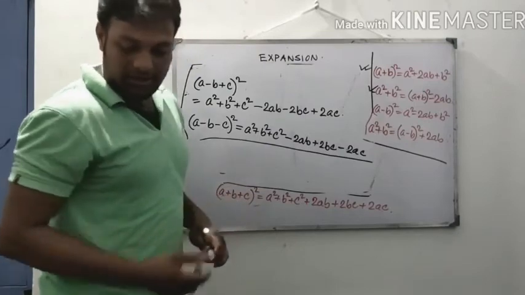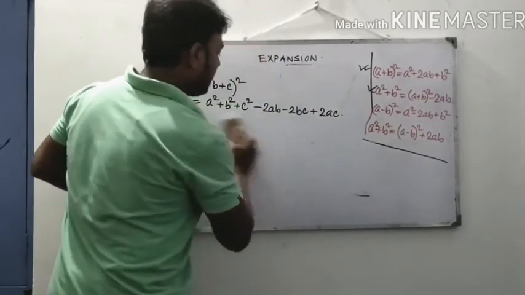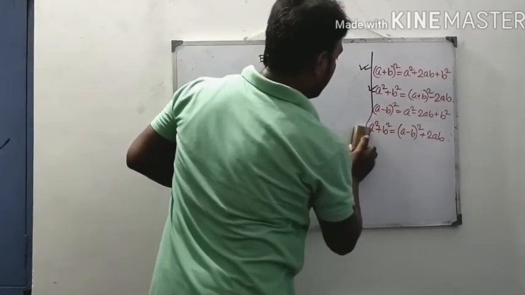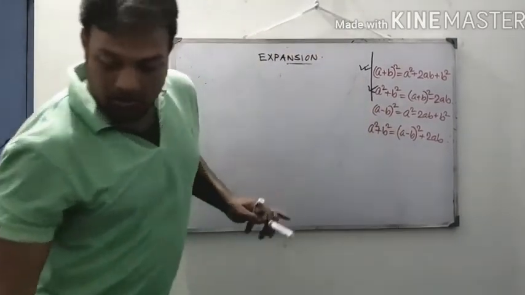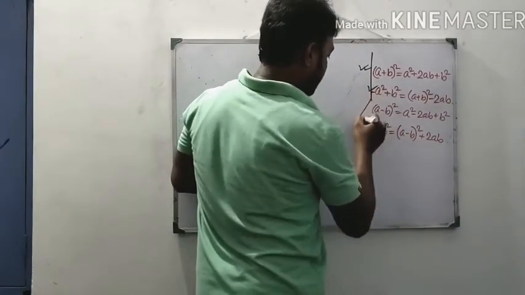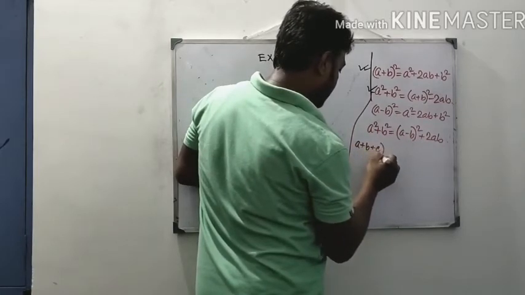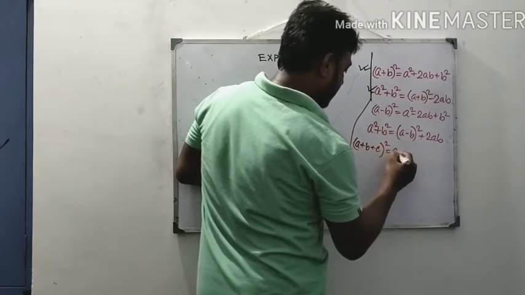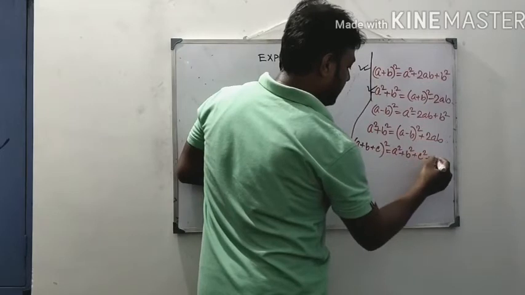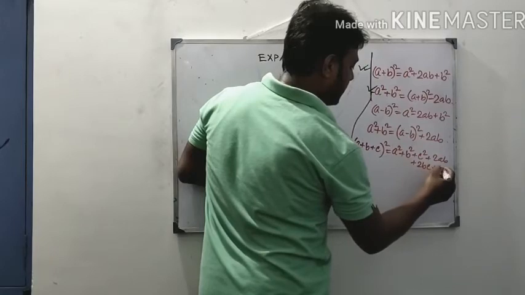So this is one more identity which you have to memorize. I am writing on the right hand side of my board all the identities which we have to memorize. One more identity we have: (a + b + c)² = a² + b² + c² + 2ab + 2bc + 2ac.